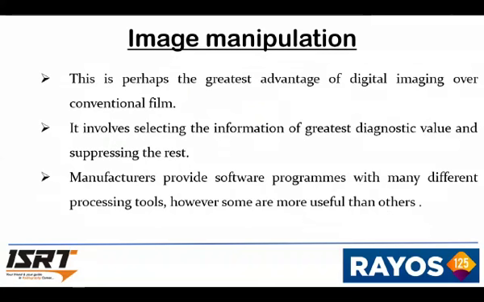Image manipulation is perhaps the greatest advantage of digital imaging over conventional film. It involves selecting the information of greatest diagnostic value and suppressing the rest. Manufacturers provide software programs with many different processing tools, however, some are more useful than others.